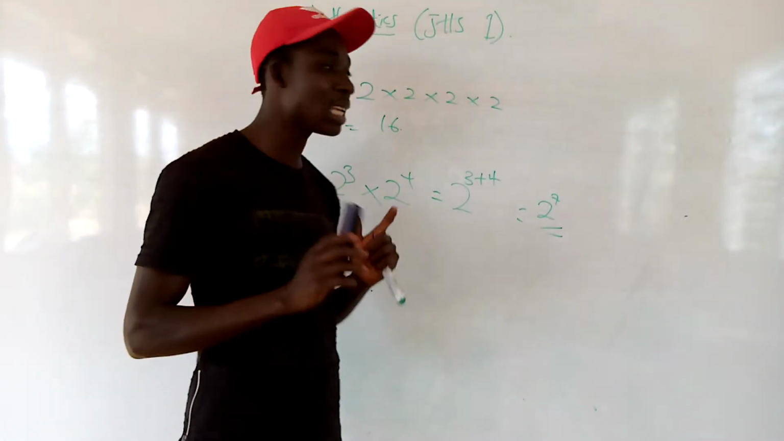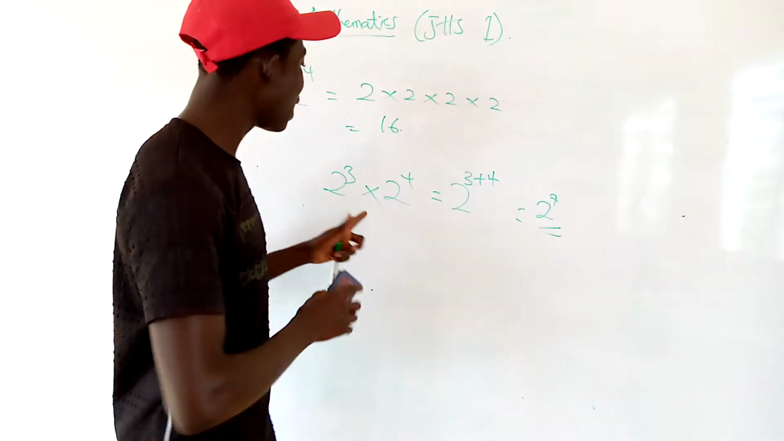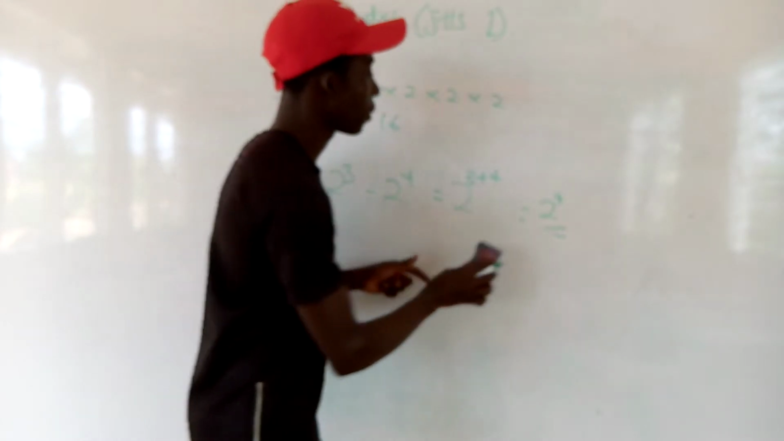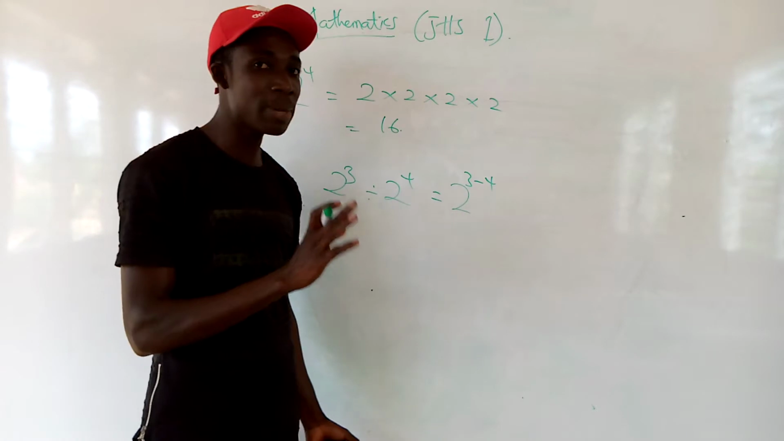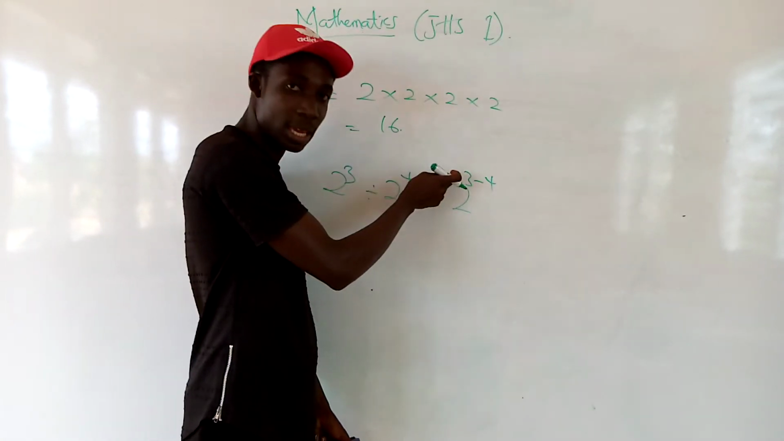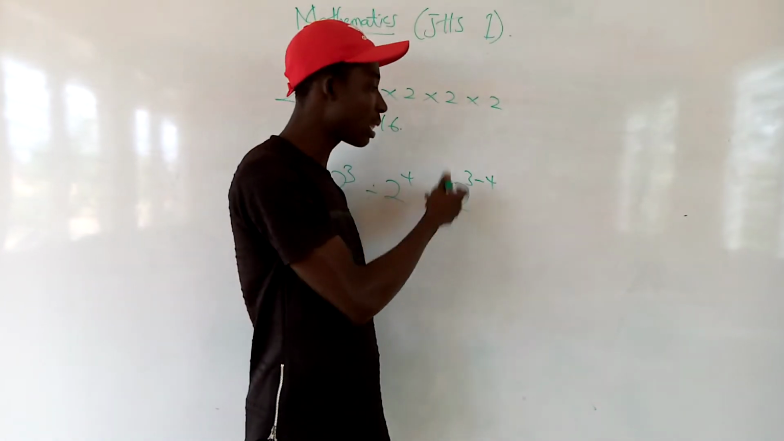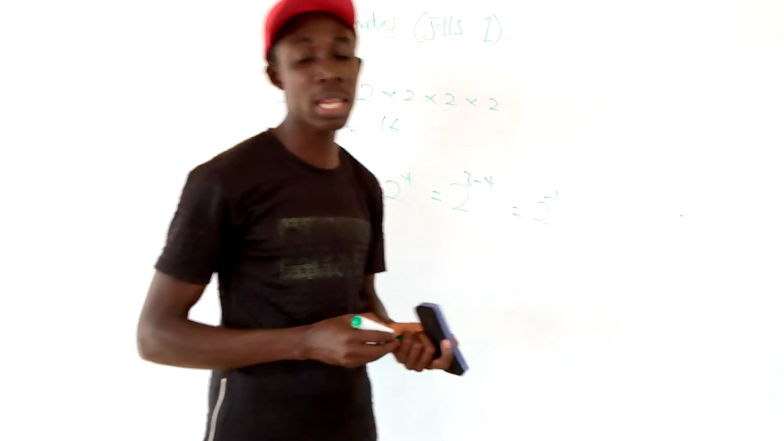I'm talking about the second rule now. We also said that when we are dividing numbers that have the same base, we have to subtract the powers. So let's change this sign to division. What we are going to get is 3 minus 4. Please always make sure that you don't write the bigger one first, but write the one that comes first here. Then this one will follow. So it's going to be 2 exponent 3 minus 4. We are going to get 2 exponent negative 1. I hope you are okay.